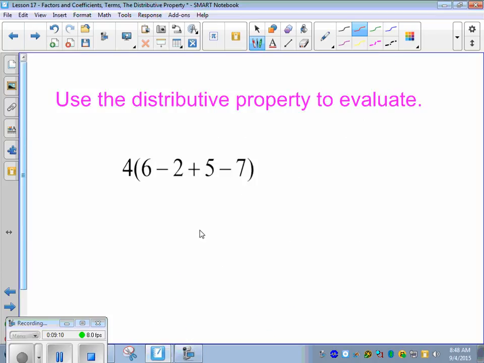Use the distributive property to evaluate. So everyone go ahead and write this example down. We have 4 times quantity 6 minus 2 plus 5 minus 7, and we want to use the distributive property to evaluate. So basically use the distributive property to solve this problem we have on the board. I'm going to do these little arrow guys. If you want to do that also, that's totally fine.